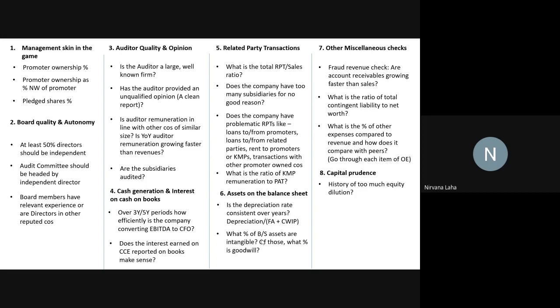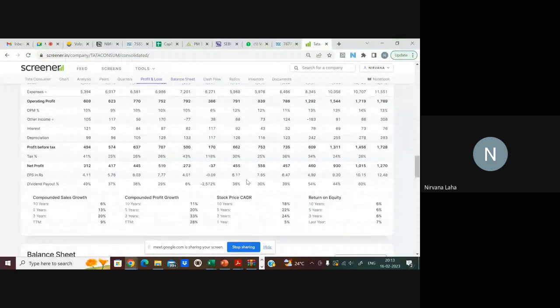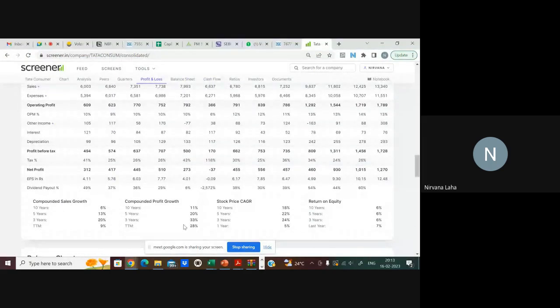Okay, capital prudence is history of too much equity dilution. Yeah. So sometimes what happens is when we are looking at companies on screener, what we do is we look at a table like this: compounded profit growth. We see, okay, 10 years, 11% profit growth. Great. The company is a consistent compounder. It will make money. Yeah. But we forget to see whether the company is also increasing the number of shares outstanding by 10%. In that case, your ownership value in the company actually doesn't go up, right? Because you're getting diluted every time, right?